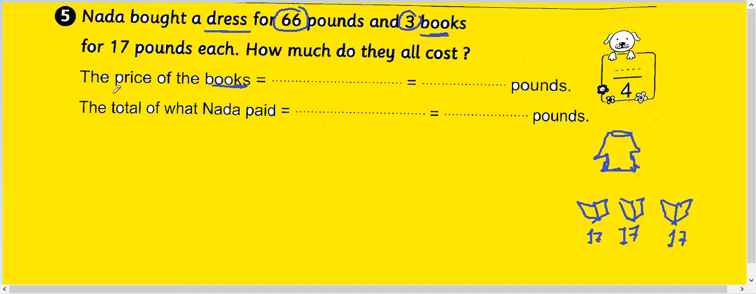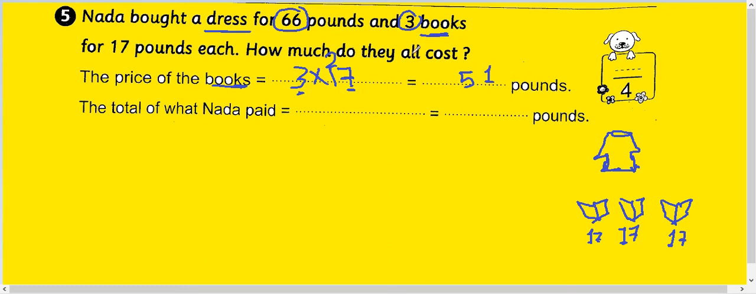Nadia bought 3 books, so we can say 3 times 17. 3 times 7 equals 21. We can write 1 and carry up 2. 3 times 1 equals 3. 3 plus 2 equals 5. So the price of 3 books equals 51 pounds.